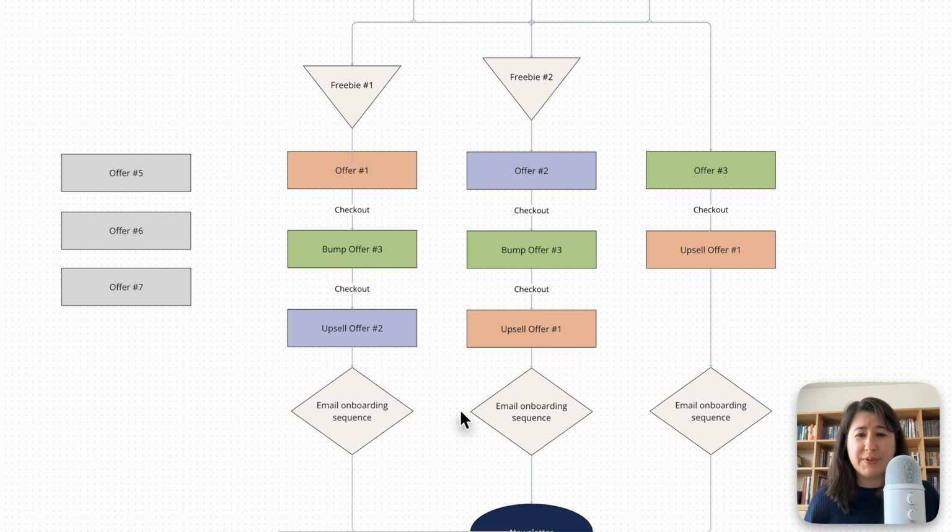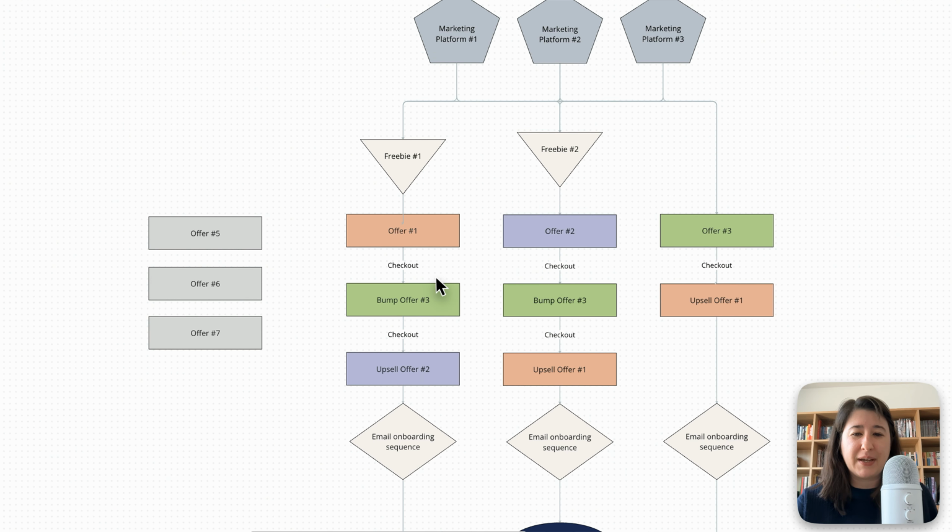So going through this whole process, we can start to see how these different offers interact with each other. See, my offer number 3 makes a really good bump offer because, again, it's maybe a lower ticket one, while my upsells can be complementary to these 2 main offers.